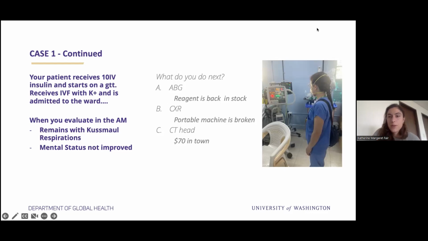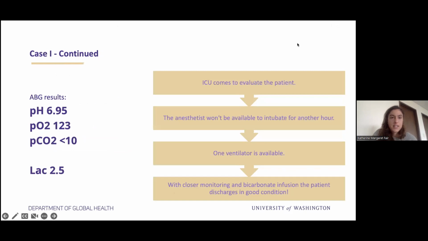I won't have everyone poll for this because I think you have a hint about what we can do, which is that the portable machine is broken, the CT head requires transfer to town, you have to pay $70 upfront to get it, and the patient is pretty critically ill. But in the last couple of years in Naivasha, we've now gotten an ICU, and the reagent is back in stock. We get an ABG on this patient, and the results are below.